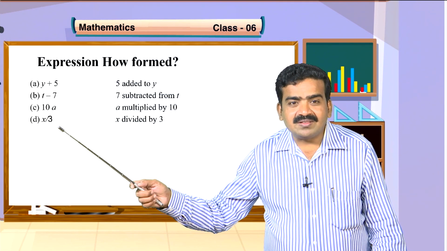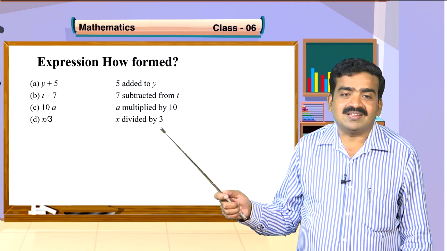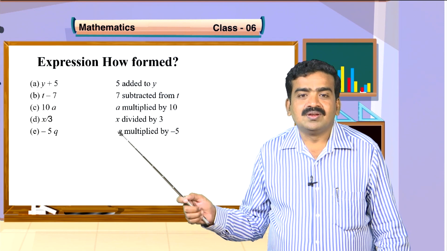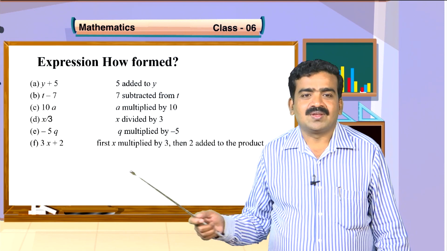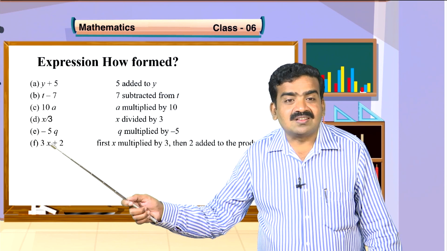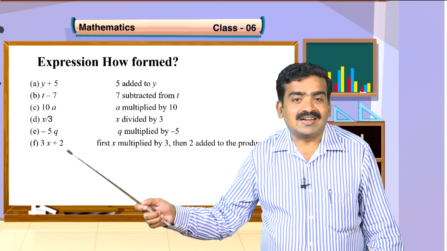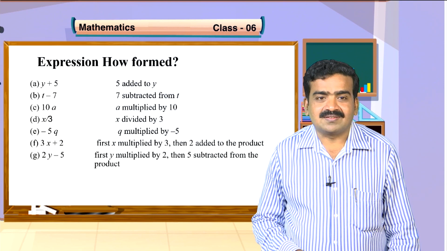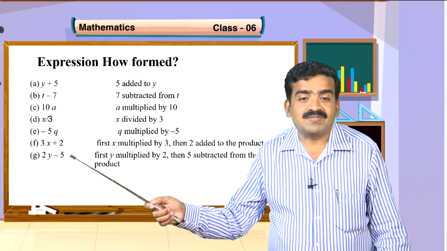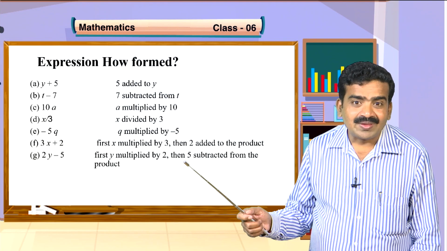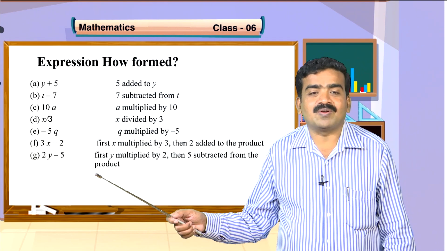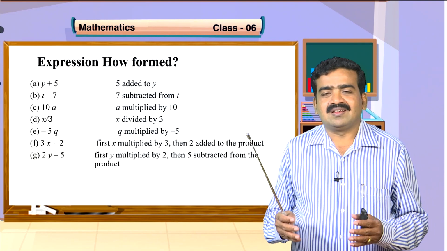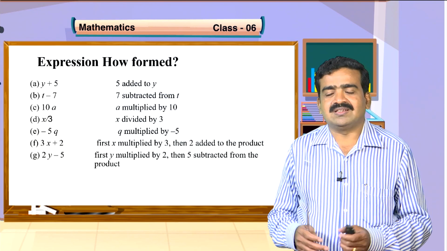What about x divided by 3? Yes, you are right. We are dividing x by 3. What about minus 5q? q is multiplied by minus 5. What about 3x plus 2? First x is multiplied by 3 and then 2 is added to the product. What about 2y minus 5? First y is multiplied by 2, then 5 is subtracted from the product. I hope the formation of algebraic expressions and the method of reading them is understood.